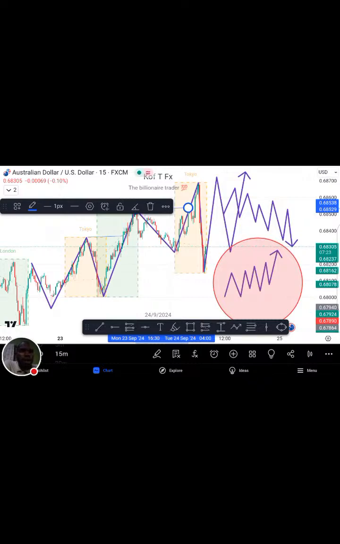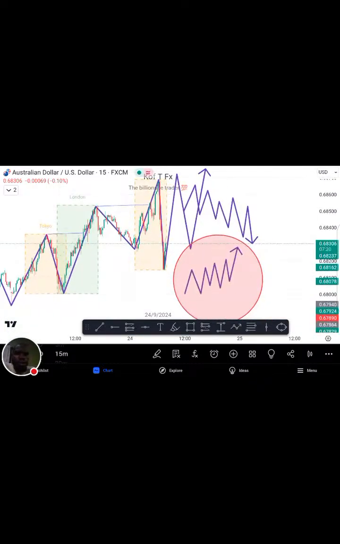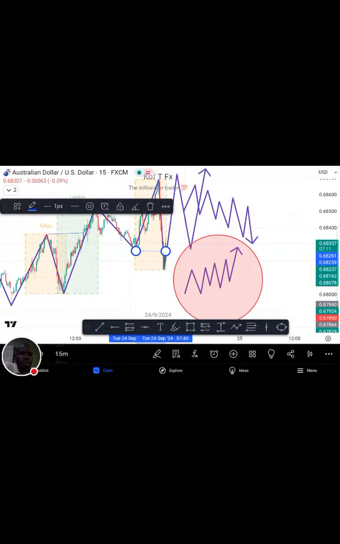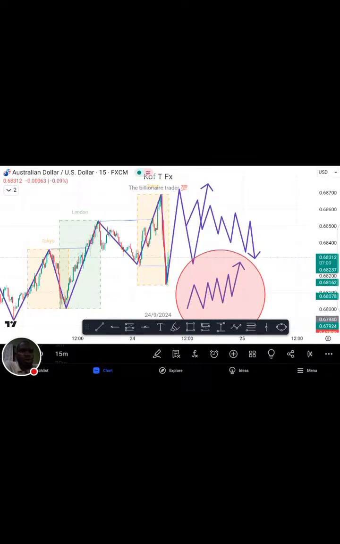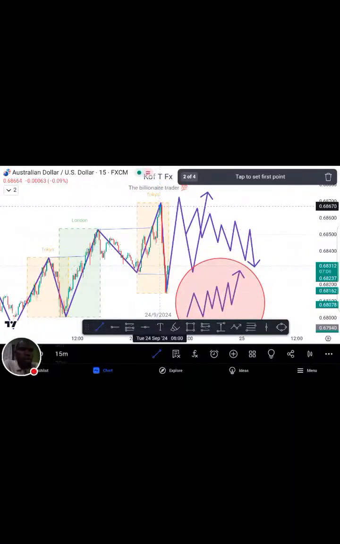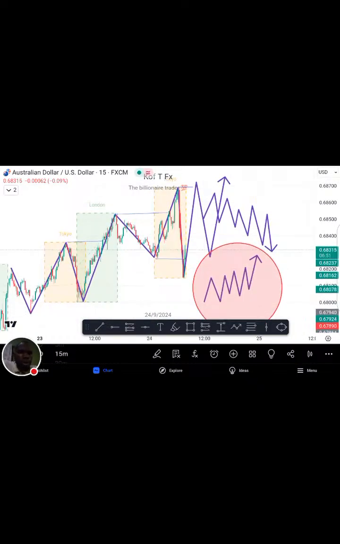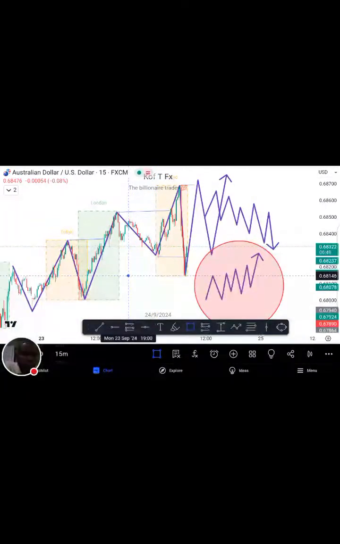Then price came down and took out this low. And we are expecting price to go up and take out this high as well. Once this happens, we are expecting it to pull back, then continue the buy. Now, before we can actually consider this low to be valid as well, you can see this WFVG here, which price reacted to.